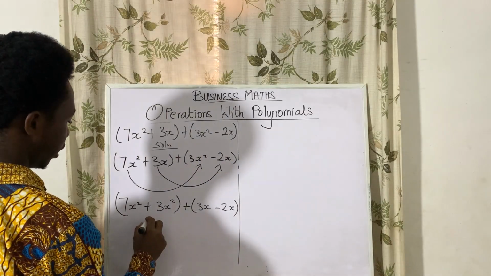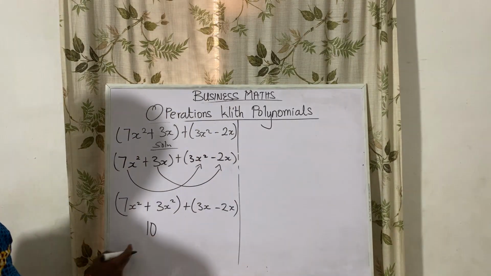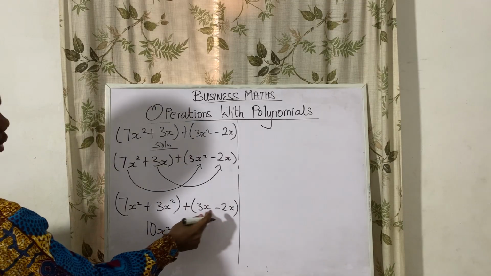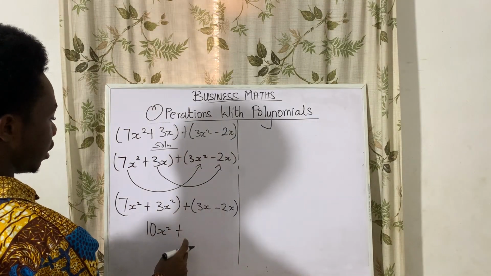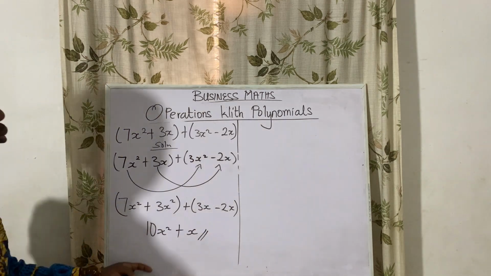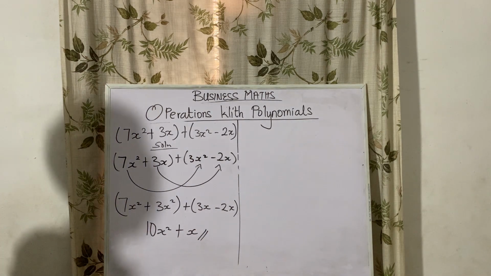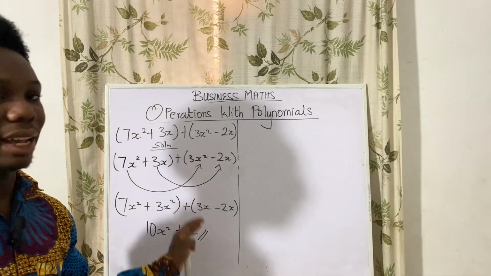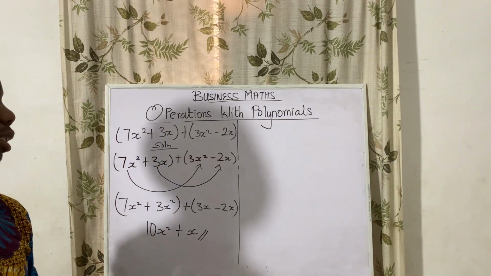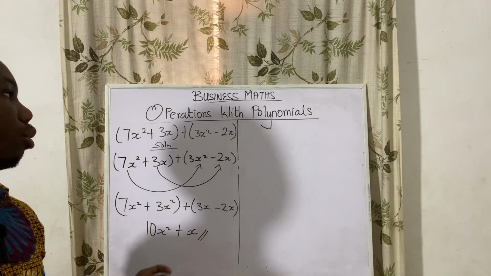So we have 10. 7 plus 3 is 10, so still x squared. Now we have this, so let's bring our plus sign here. Now subtracting this, you are going to get x. So this is going to be your final answer. So first of all, you check whether they are like terms before you solve any of this. So you group them, then you solve them.